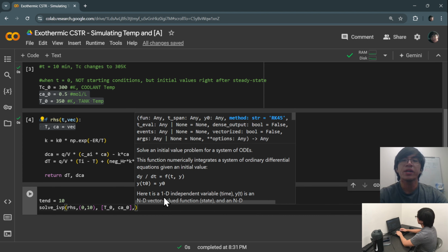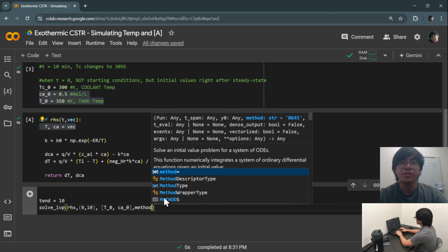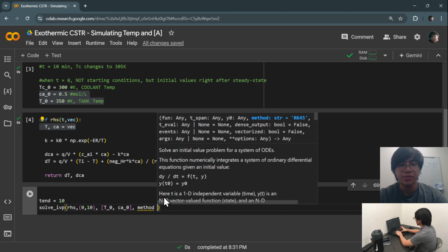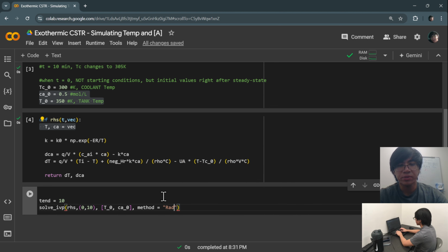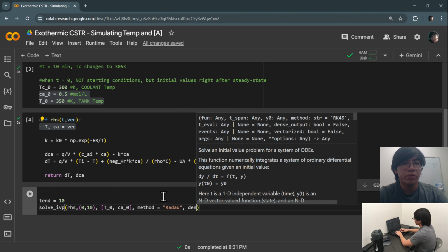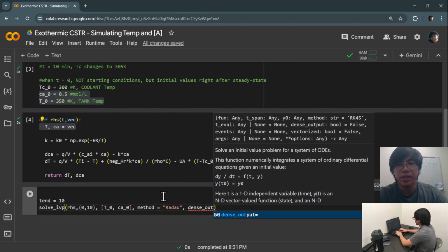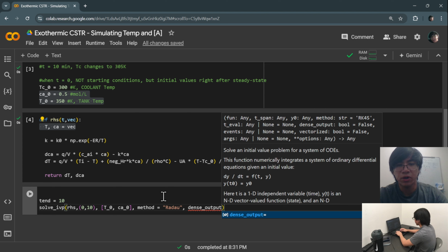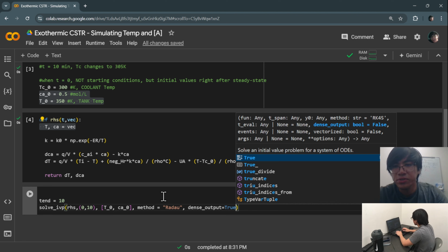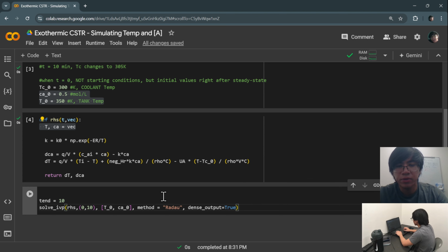Our method, I believe we changed this to, in a previous video, we saw that RK45 wasn't as accurate as Radau, so we're switching to Radau as our differential equation solver. And remember, the other thing we added was dense output, so we had a solution function that we could call for our t-plot. We set this to true since it's set to false by default. And I think that's all we have. So go ahead and do that.